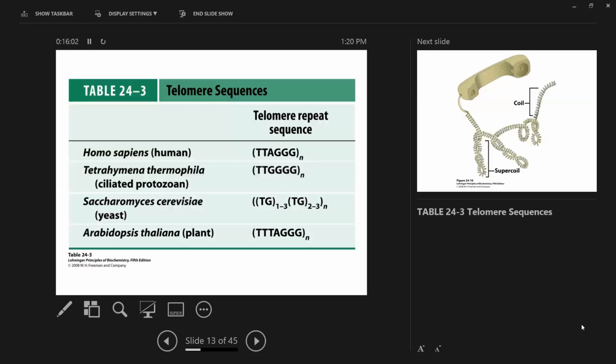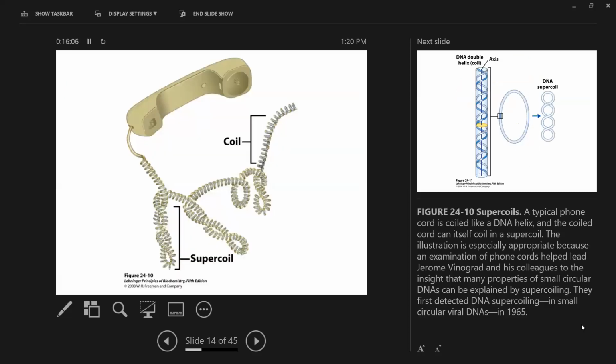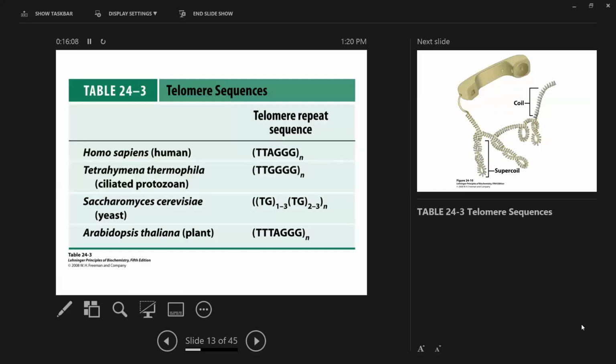Now on Monday, we'll talk about the sequences of telomeres, and then we'll get into supercoiling. And this will lead us to a discussion of DNA replication, the enzymology of DNA replication, which is very interesting. That's where we'll go.